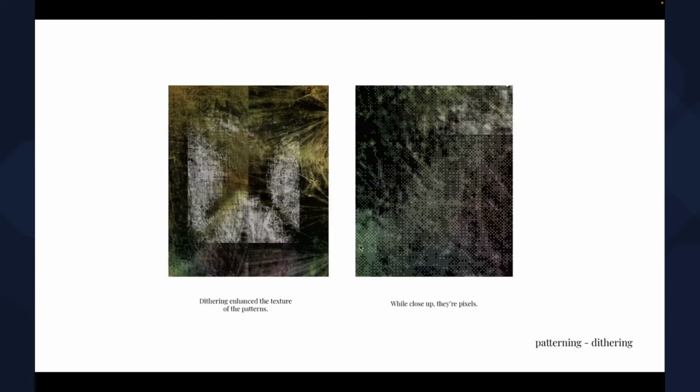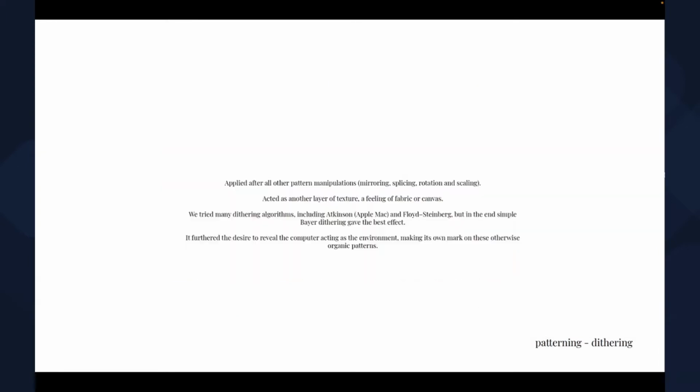And one reason for the dithering was when we're taking a small image and enlarging it so big, it would tend to be a little muddled. But the dithering gave us a very nice pattern texture and made things look a lot more crisp. Also after we did all the splicing and mirroring, we could apply the dithering effect. And it also gave an extra texture, a feeling like fabric or canvas to the whole image. So it was applied after everything else.